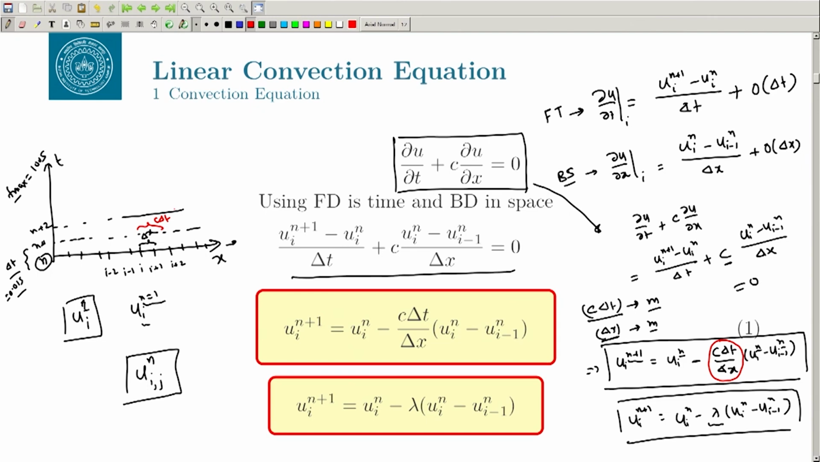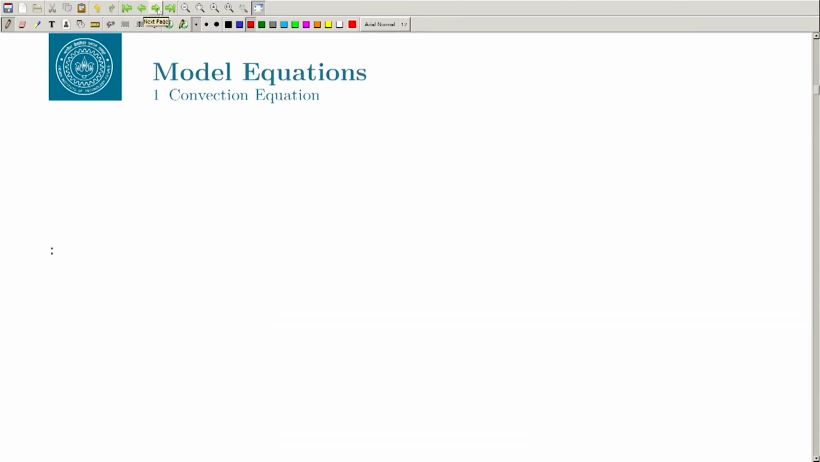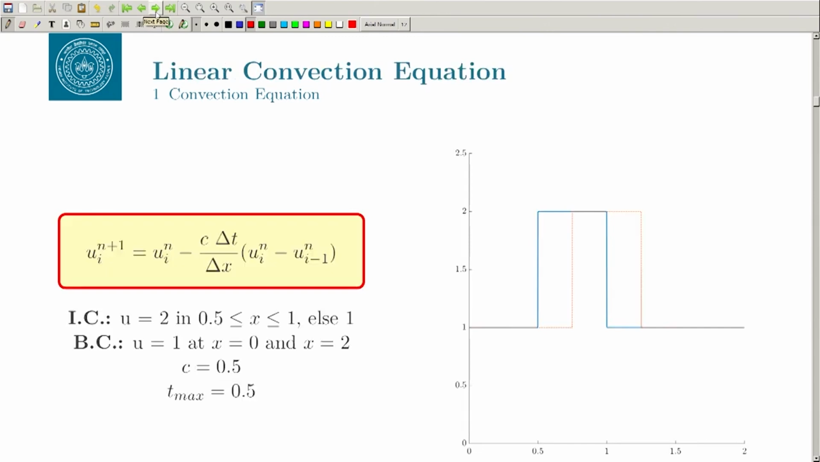But typically, if you are just using an explicit approach like we are doing here, and we see that my C delta t is greater than delta x, then the information propagation is not proper. You are jumping over the grids and the solution is likely to blow up. So, let us try solving this equation. You can basically write a very simple code.